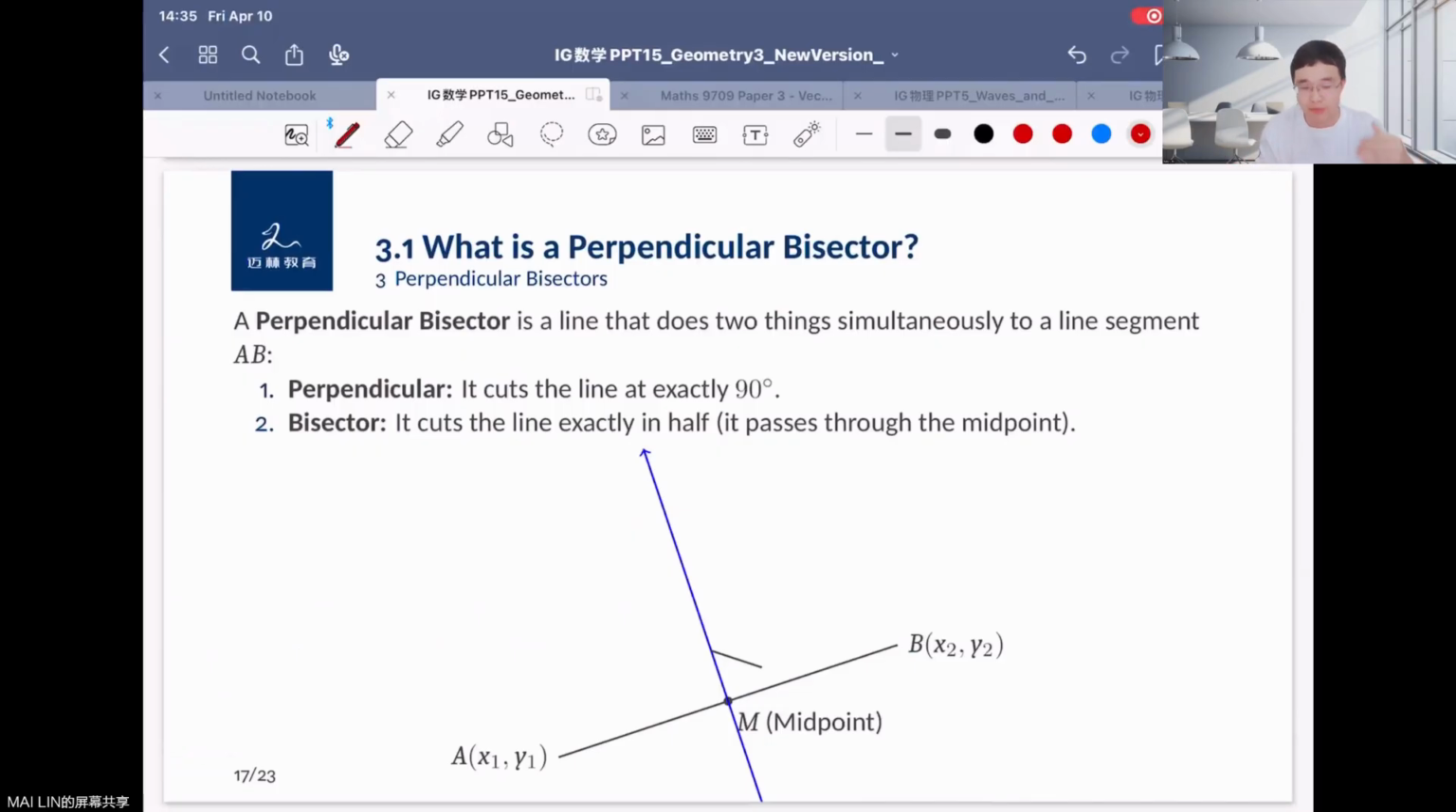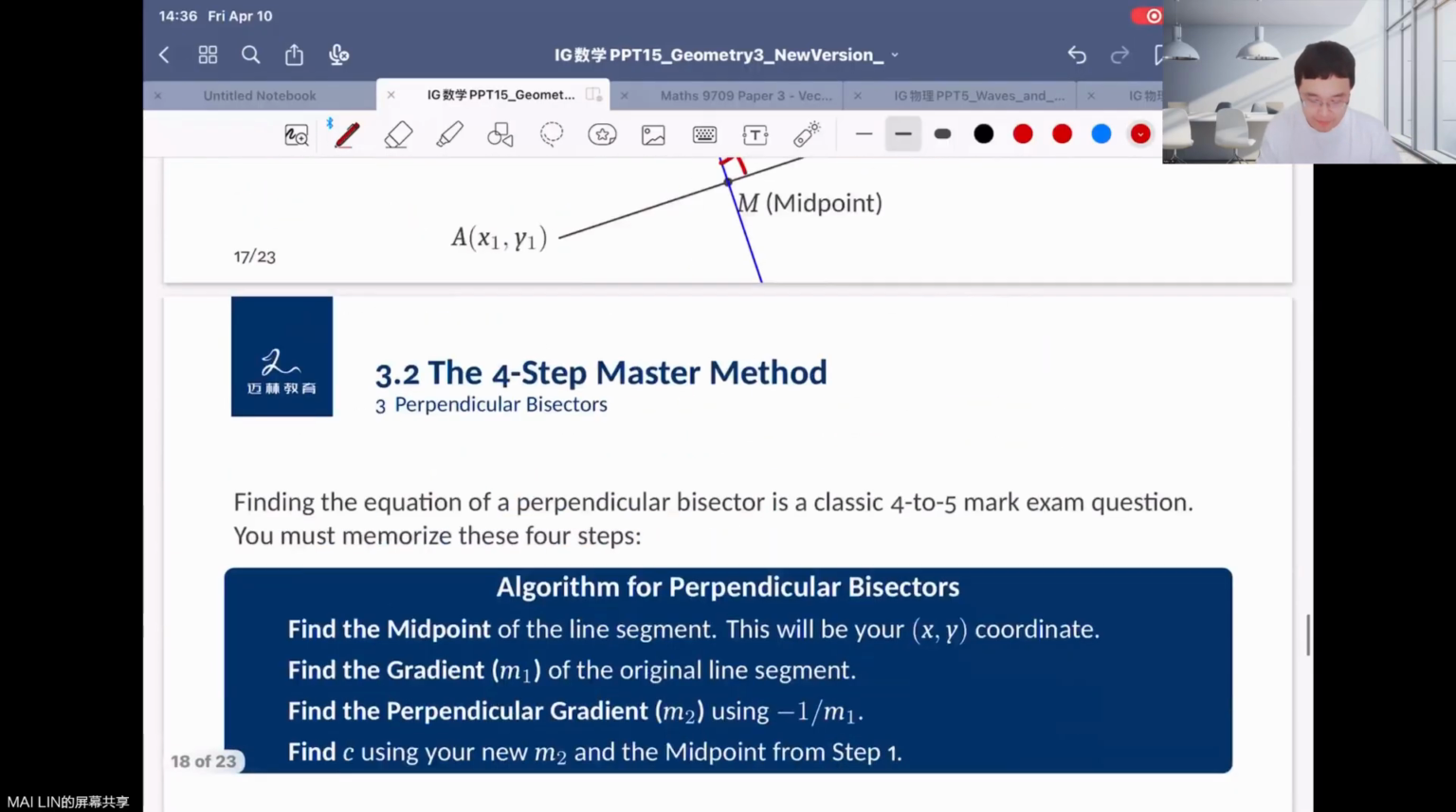Okay, so you can find here, perpendicular means the two lines have an intercept angle exactly equal to 90 degrees, right? And bisector means I just cut you in half, right? So you can find here, I'll give you an example like the blue line right here, just cut the line AB into two parts, okay? So we can call the blue line a perpendicular bisector of line AB, okay?